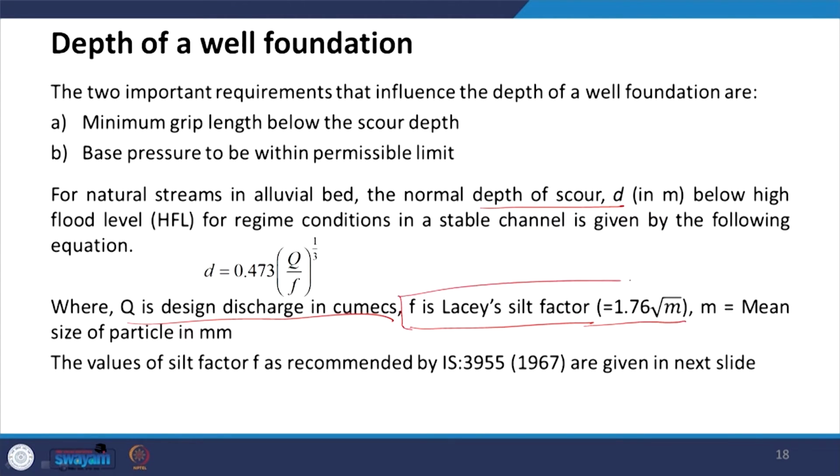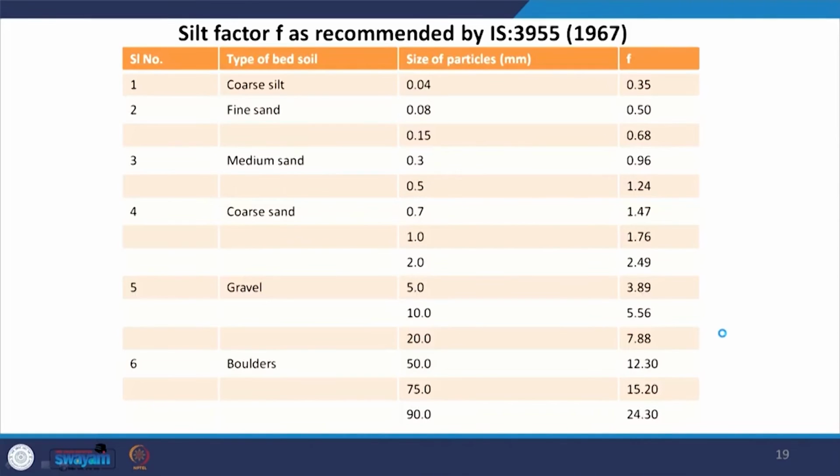So, this is the way you can find the value of f here, where m is nothing but the mean size of particle in millimeter. So, when you put the value of m in millimeter, then you can get the value of f, and this is called Lacey's silt factor. The values of silt factor f as recommended by the IS code are given in the next slide. So, what are the values? If you see, these are the values which are recommended by the code.